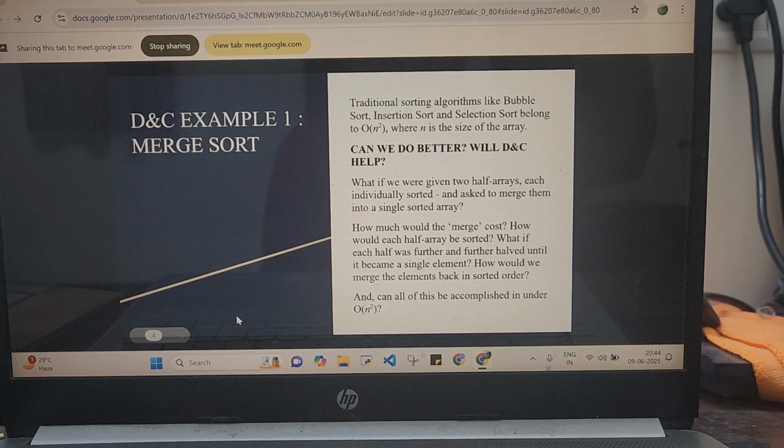We are now going to look at two examples for the divide and conquer algorithm. The first being a very classic, famous example, which is merge sort. Before going into the actual divide and conquer part, let's look at some context.